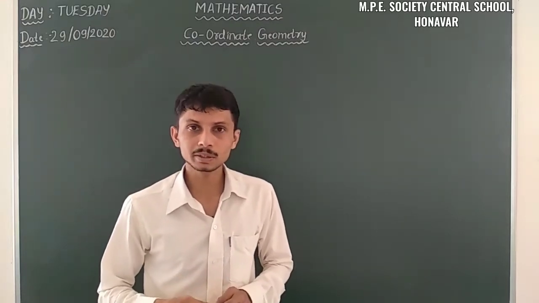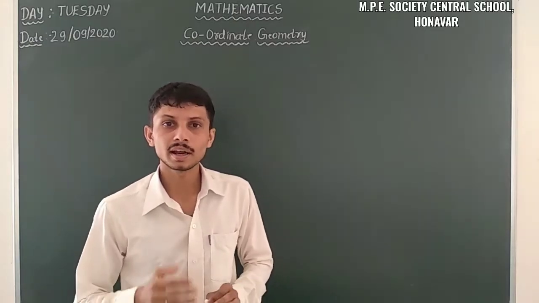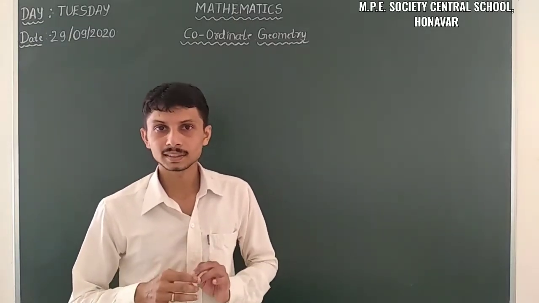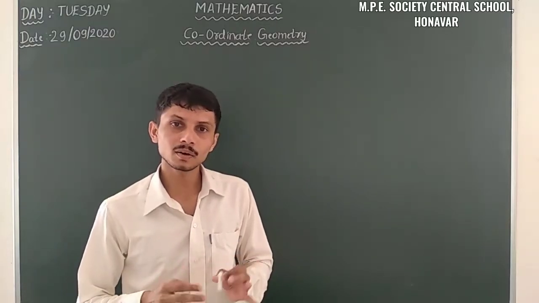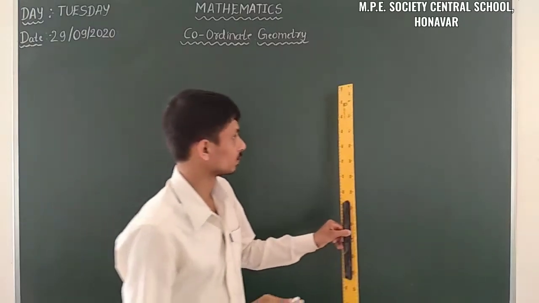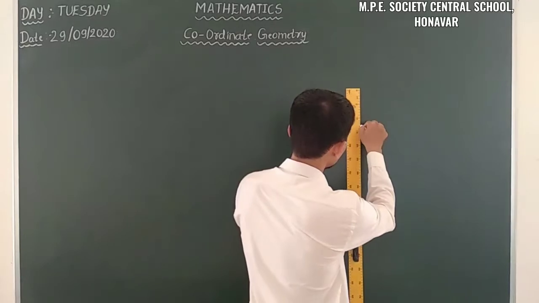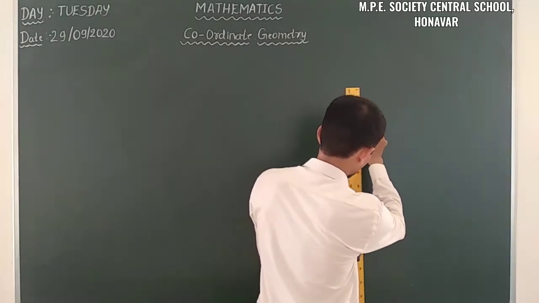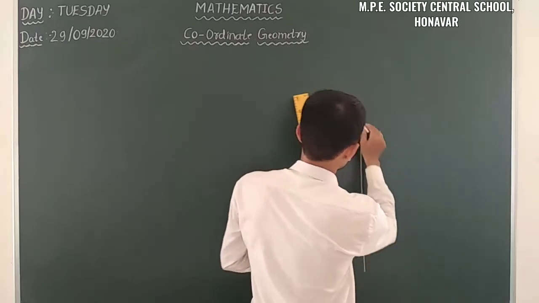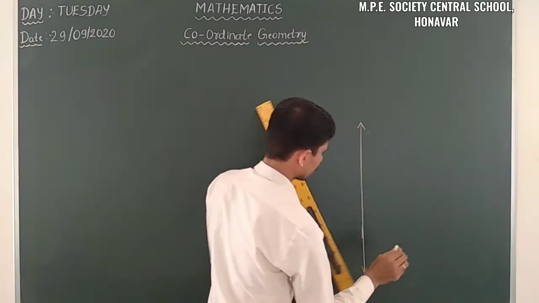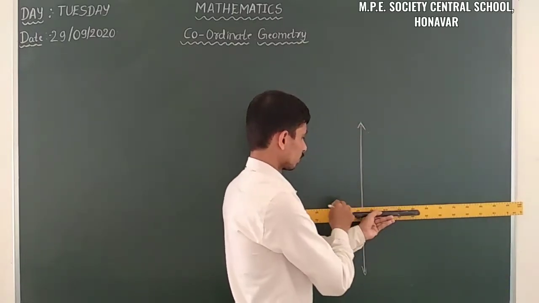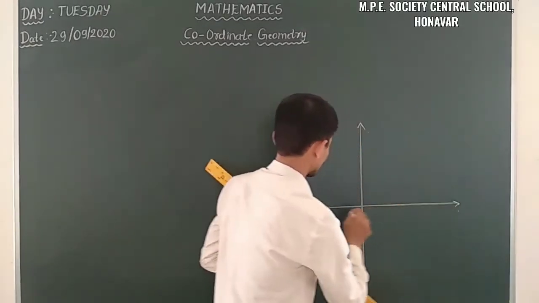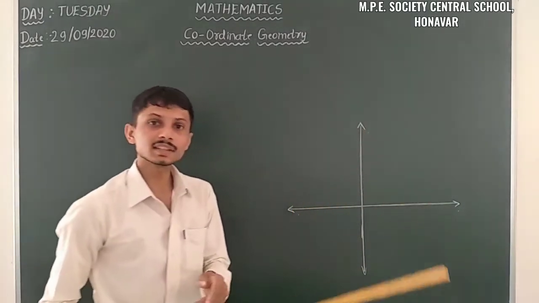In coordinate geometry we need a horizontal line and a vertical line. The horizontal line we call the x-axis and the vertical line we call the y-axis. So let us have a look at it. Here we have a vertical line like this, and a horizontal line like this. Yes, so this is the Cartesian plane.